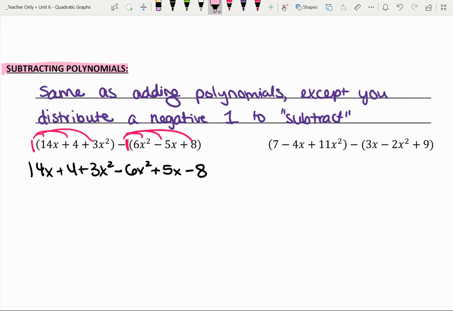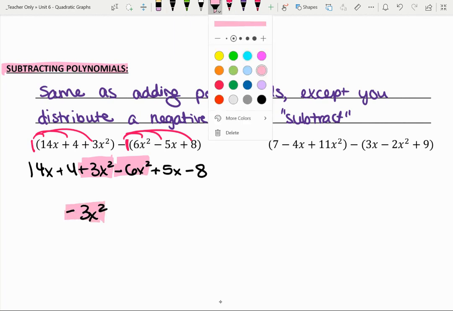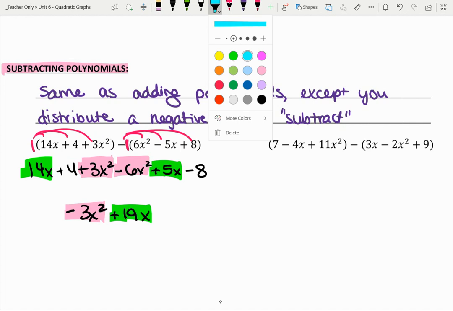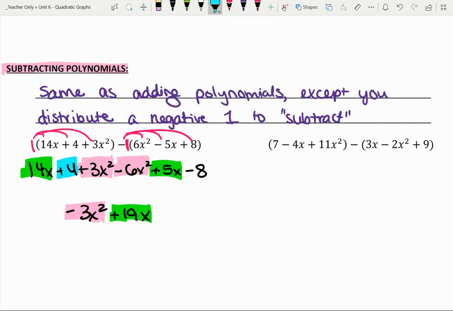So from here, I'm going to repeat the same process where I'm looking for like terms. So I've got my squares, 3x squared and negative 6x squared makes a negative 3x squared. And then I'm going to look for my x's. 14x plus 5x makes a positive 19x. And then finally, my constants, my terms without variables. So 4 minus 8 makes negative 4 as my constant at the very end.